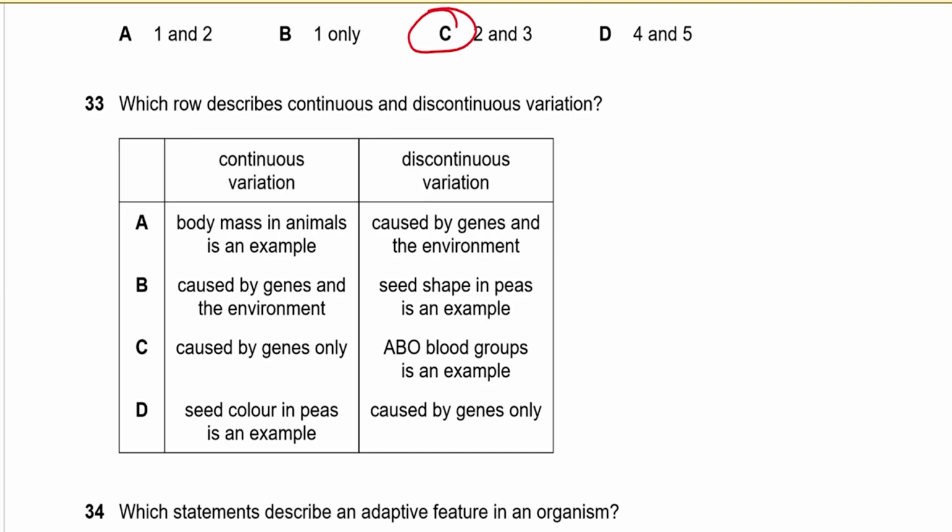So here, continuous variation is caused by genetic and environmental factors. Examples of continuous variation are height and weight. Examples of discontinuous variation are ABO blood group and seed shape. So from here, we can say that continuous variation is caused by genes and environment, but a good example of discontinuous variation is the seed shape. So we'll take B.